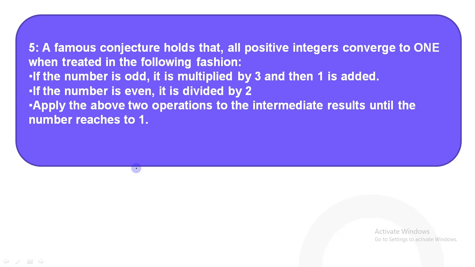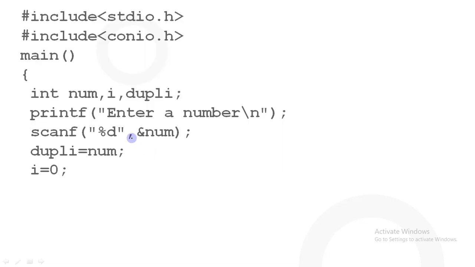Now there is a famous conjecture that holds that all positive integers converge to 1 when treated in the following fashion. If the number is odd, it is multiplied by 3 and then 1 is added. If the number is even, it is divided by 2. Apply the above two operations to the intermediate results until the number reaches 1. This is a conjecture, and this while loop is the candidate. Okay, we will do that.